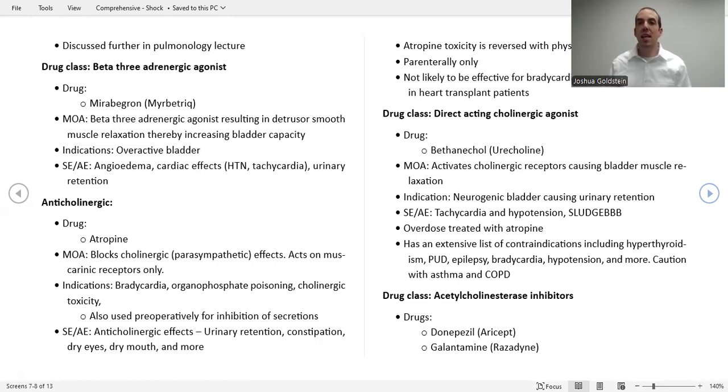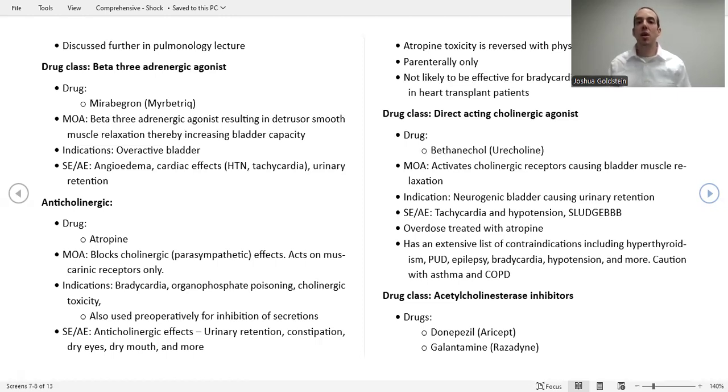Atropine toxicity can be reversed with a drug called physostigmine. We'll learn about that in just a few minutes. Atropine is an IV-only drug. It's not a PO medication. It is by far most commonly given for bradycardia. Organophosphate poisoning and cholinergic toxicity, thankfully, are much less common. And then there's one last thing here to know about bradycardia in different types of blocks.